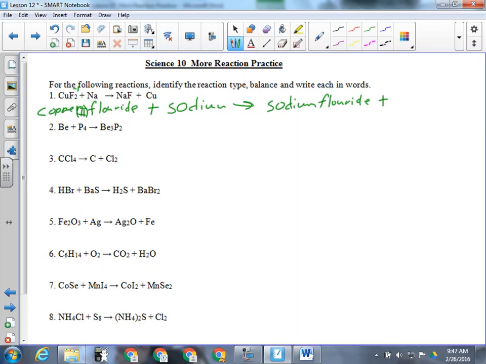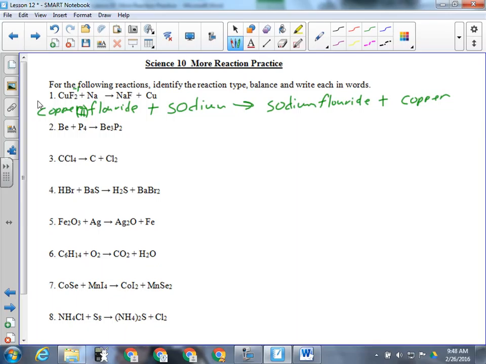And the thing that's going to be by itself is copper. Now, when copper is by itself, does it need a Roman numeral? No, it doesn't. It doesn't have a charge when it's by itself. It only has a charge when it's an ion. And then we got to look at our balancing.